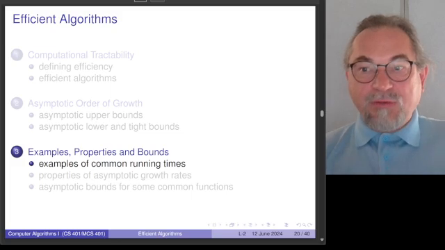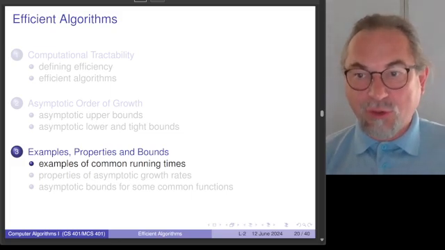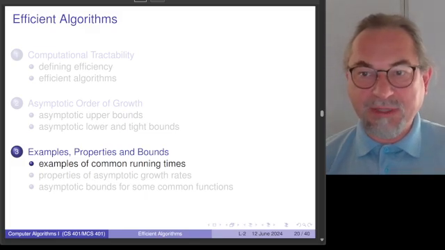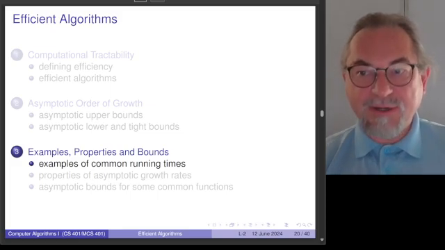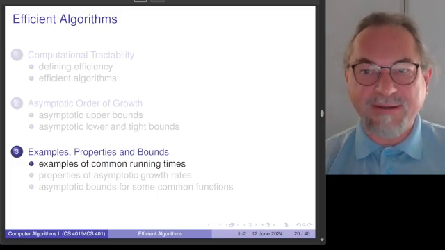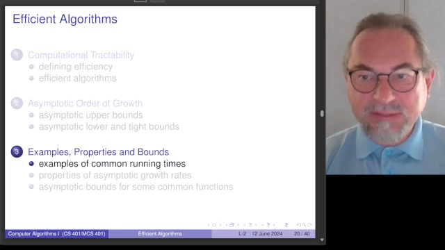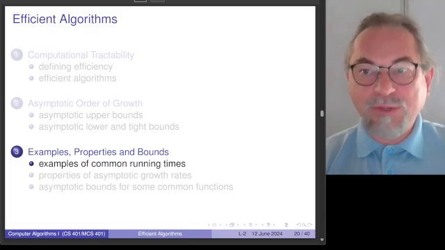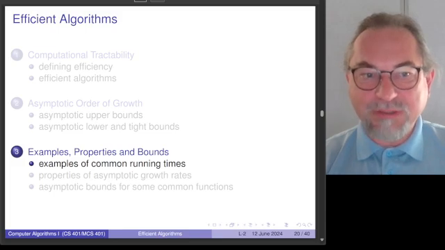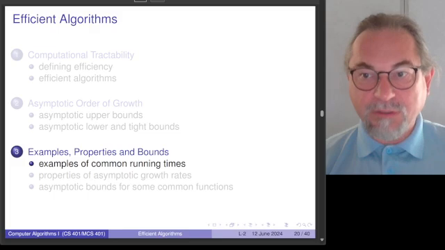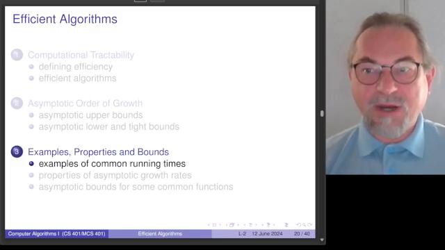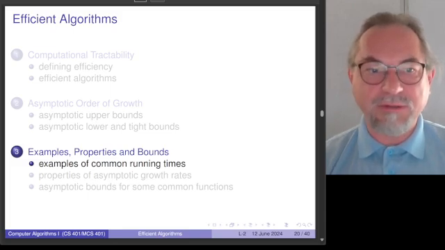So we defined asymptotic growth. We introduced the big O, the big theta, and the big omega notations for the asymptotic growth. In this lecture, in the second half, we will demonstrate some properties which are very useful if we are reasoning about asymptotic growth of the running times of algorithms.